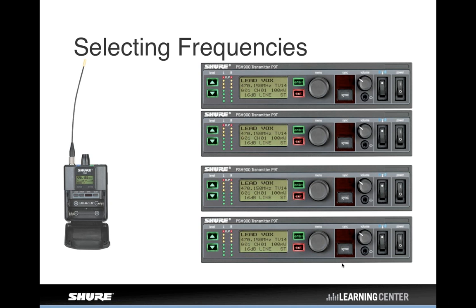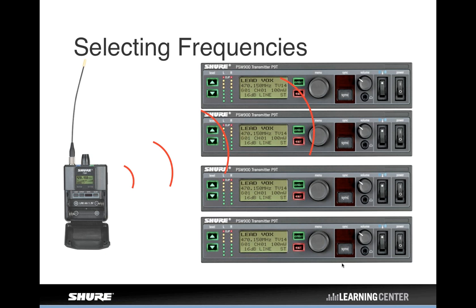Most newer systems have lots of frequencies, and finding a clear frequency for a moderate number of systems shouldn't be a problem. But let's say we had 4 systems. How do we get these on good channels? The receivers have the capability of scanning and finding clear channels. So all you really have to do is hit the scan button on the receiver and then sync that to the transmitters. It happened kind of fast there, right?